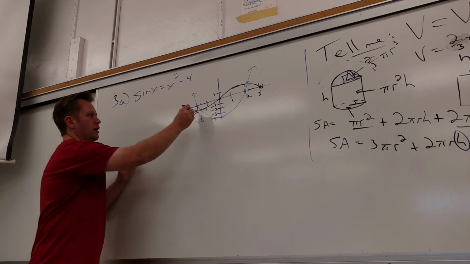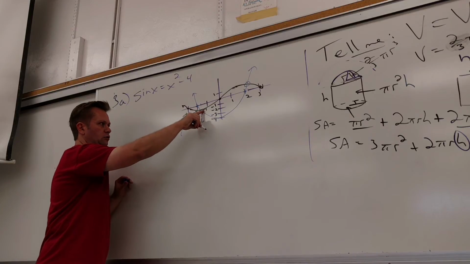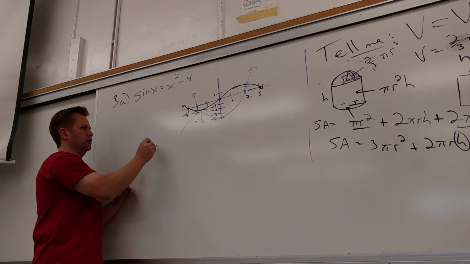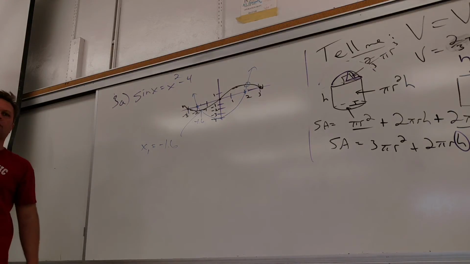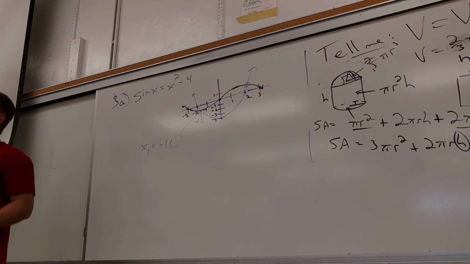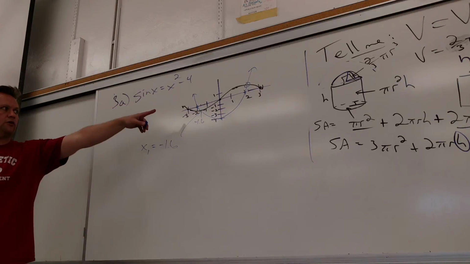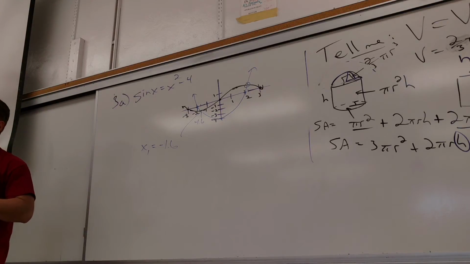So I want to find both roots. If I want to try to find this root, I'm going to say x1 is -1.6. That's my first guess. Or 1.7, or 1.3, or 1.5. Negative, whatever you see on your rough sketch.